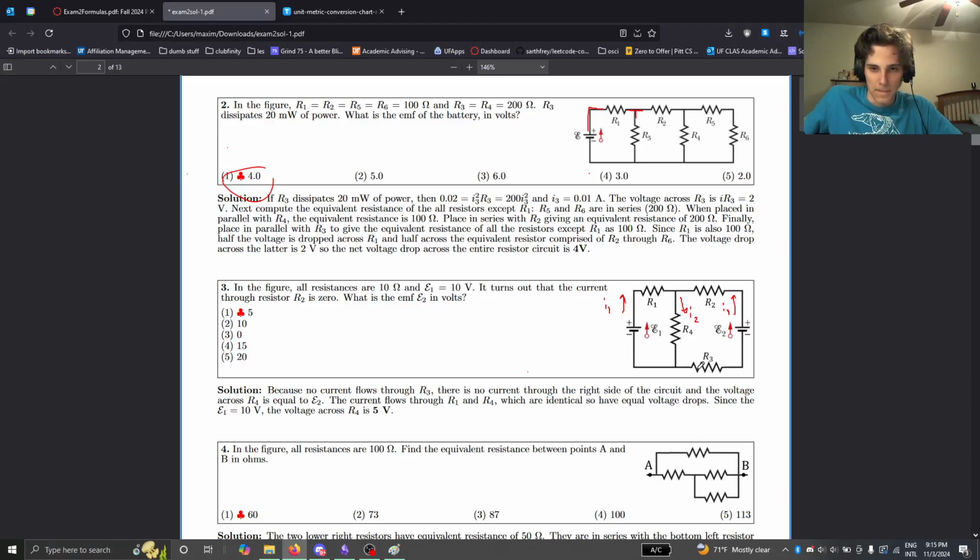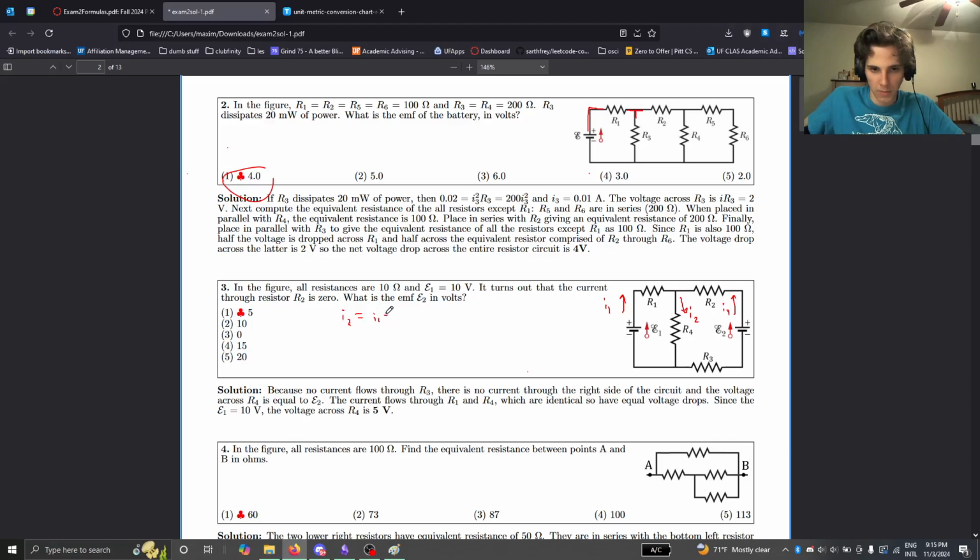So again, it doesn't matter if you're wrong with the arrows. It'll flip itself out eventually. Don't worry about it. So the first thing to do, look at the junctions. You got I2 coming out, I3 coming in. Since the sum of the currents at the junction is 0, we know that I2 is equal to I3.